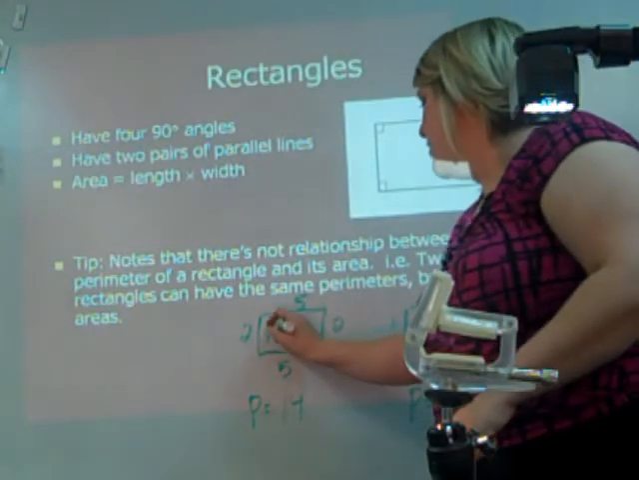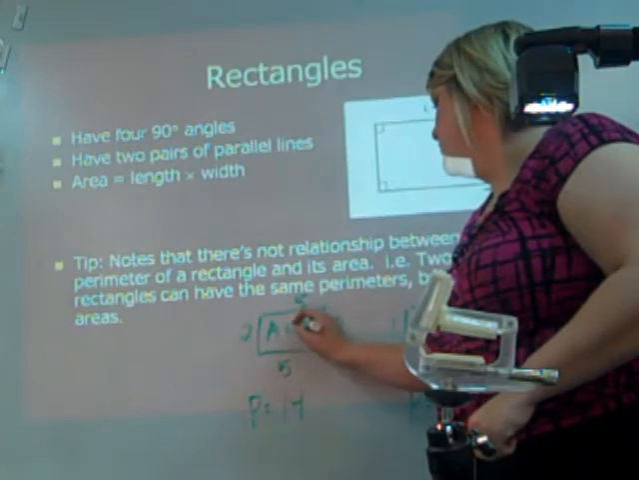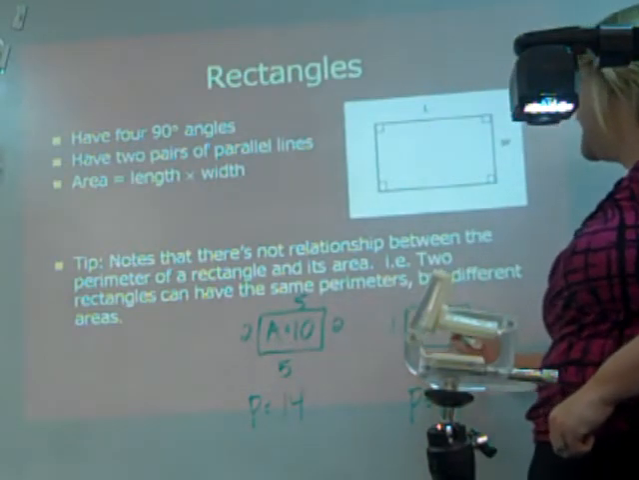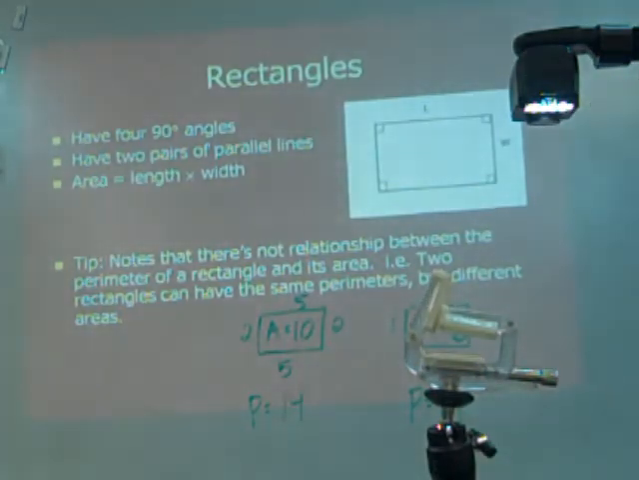But this one, the area, 5 times 2 is 10. This one, the area, 6 times 1 is 6. So just because two things have the same perimeter doesn't mean they have the same area. Just because two things have the same area doesn't mean they have the same perimeter. There's not a relationship there.